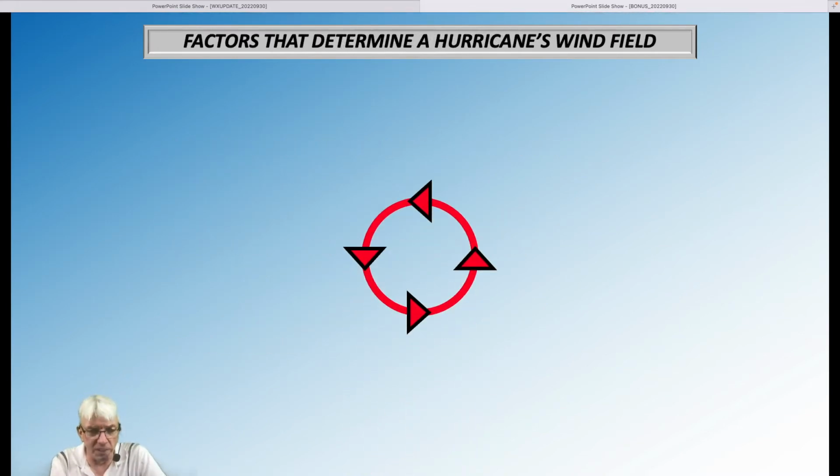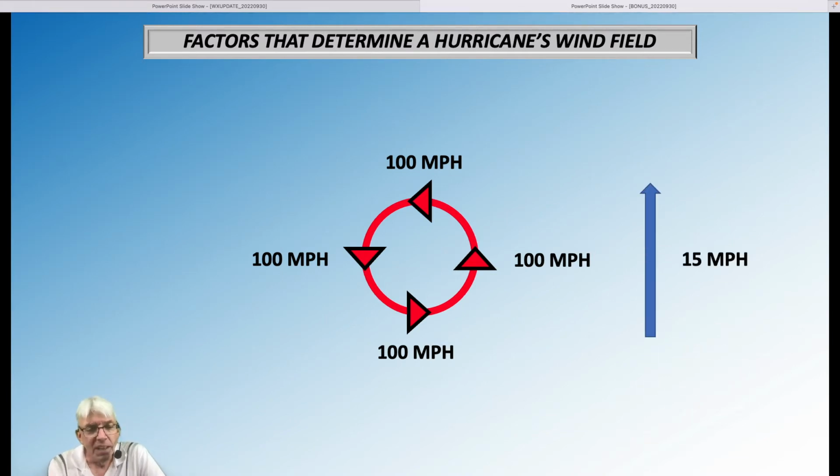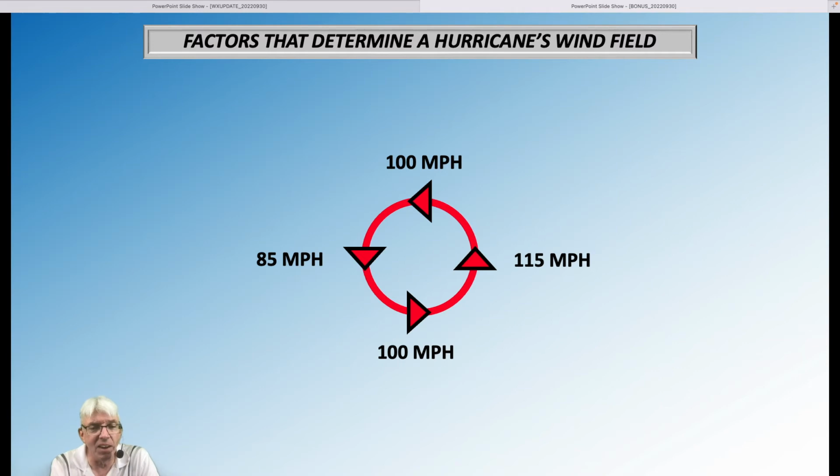Here's a hypothetical hurricane with its counterclockwise circulation. And the storm itself is generating 100-mile-an-hour winds on all sides. Okay, so the storm itself is rather symmetrical. However, it is embedded in a flow pattern which is carrying it from south to north. So on the east side of the system, you're adding that forward motion to the winds that are being generated by the storm already, and on the other side, those two are opposing each other. So you subtract 15 from the 100, and you get 85 there. So now the storm is 30 miles an hour stronger on the right side than the left side.